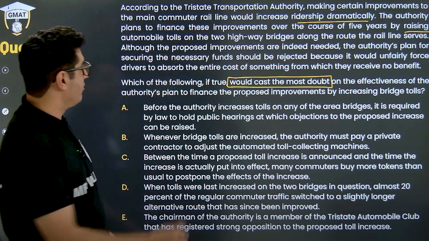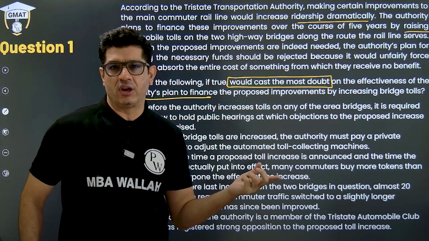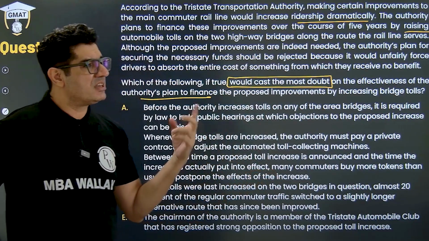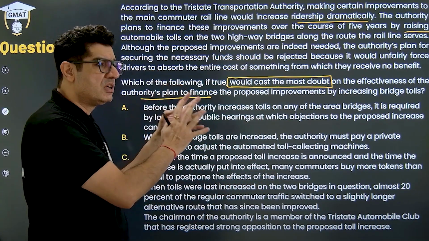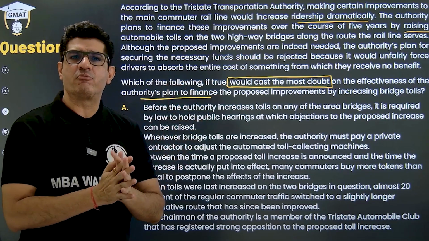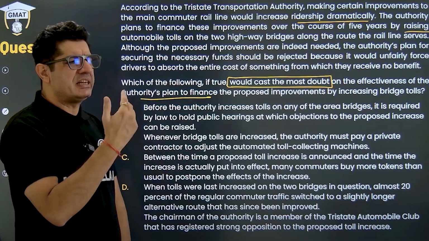What is their plan now? When you say authorities plan to finance, what is the plan? Increase the toll. So the assumption is that increasing that toll will bring in enough money to bring in these improvements here. The assumption is that it is not unfair.